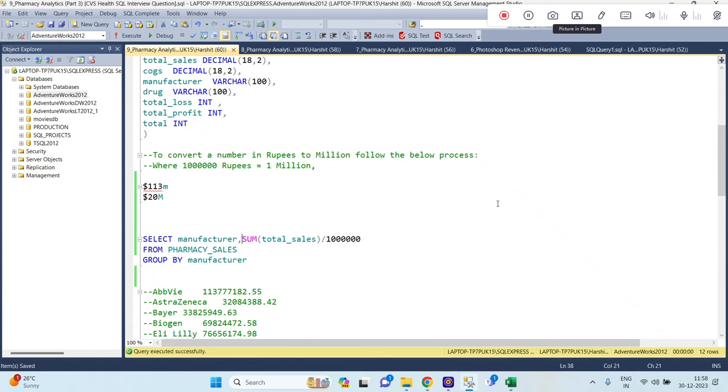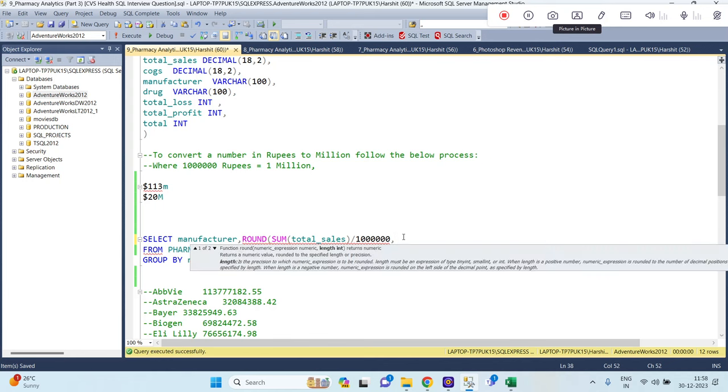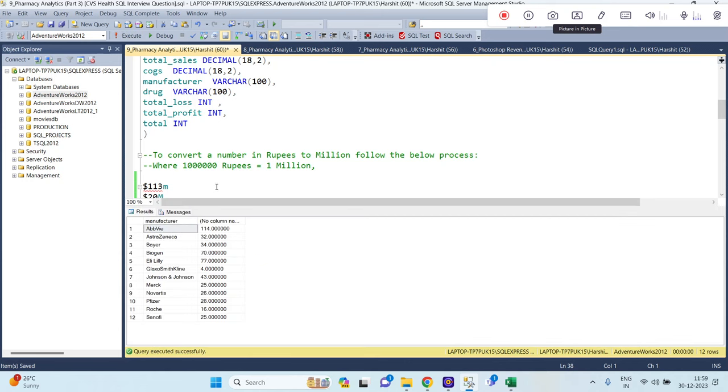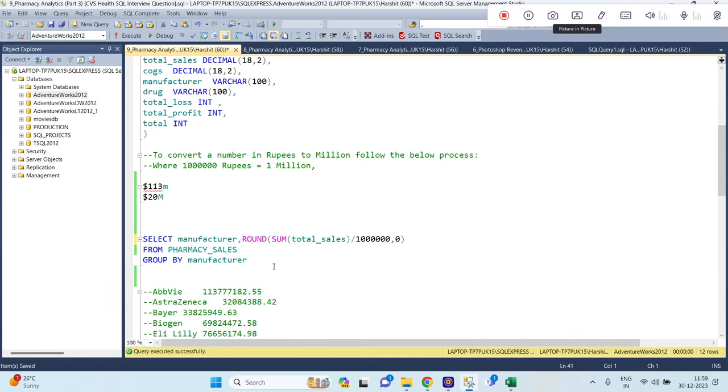Round. But if we do round, then 113 will become 114. Let me do it. Round of this, comma, comma 0. So 114. Still it is giving wrong. We don't want 0.00000, that we don't require, and we require 113 only.